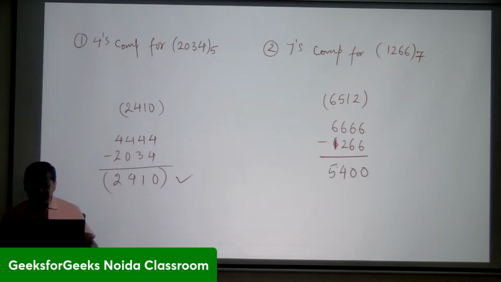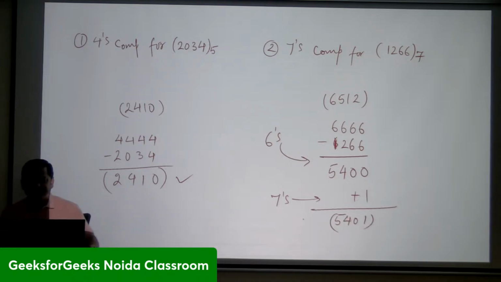4 and 5. Add one more to get the, so it is 6 complement. Okay, this value is the 6 complement. To find the 7's complement, you have to add one more to this, so the answer is going to be 5401 in this particular case. So this answer is incorrect.